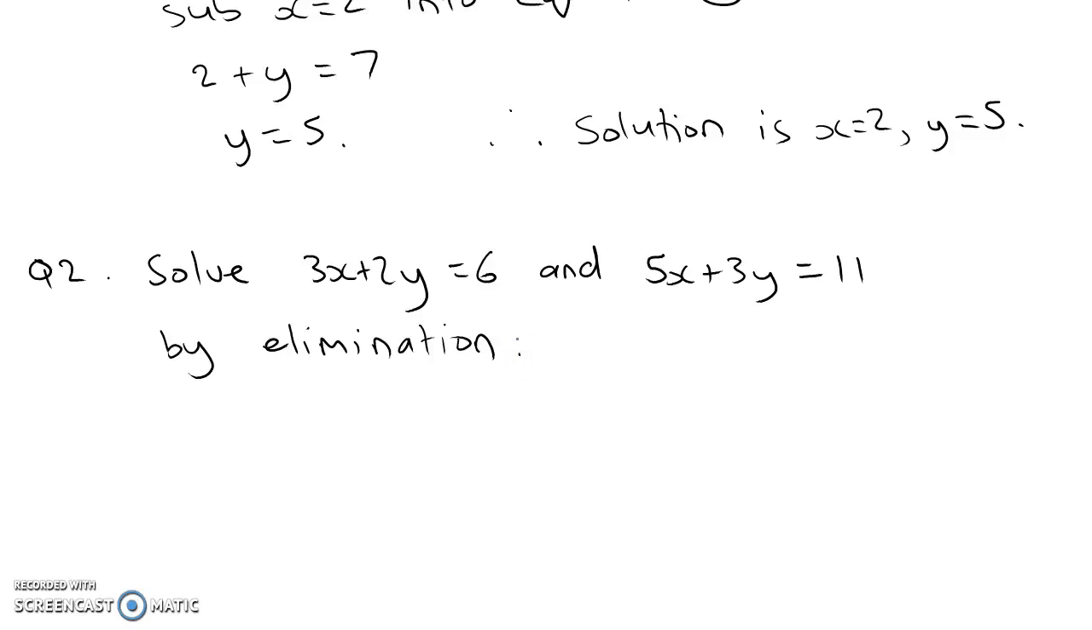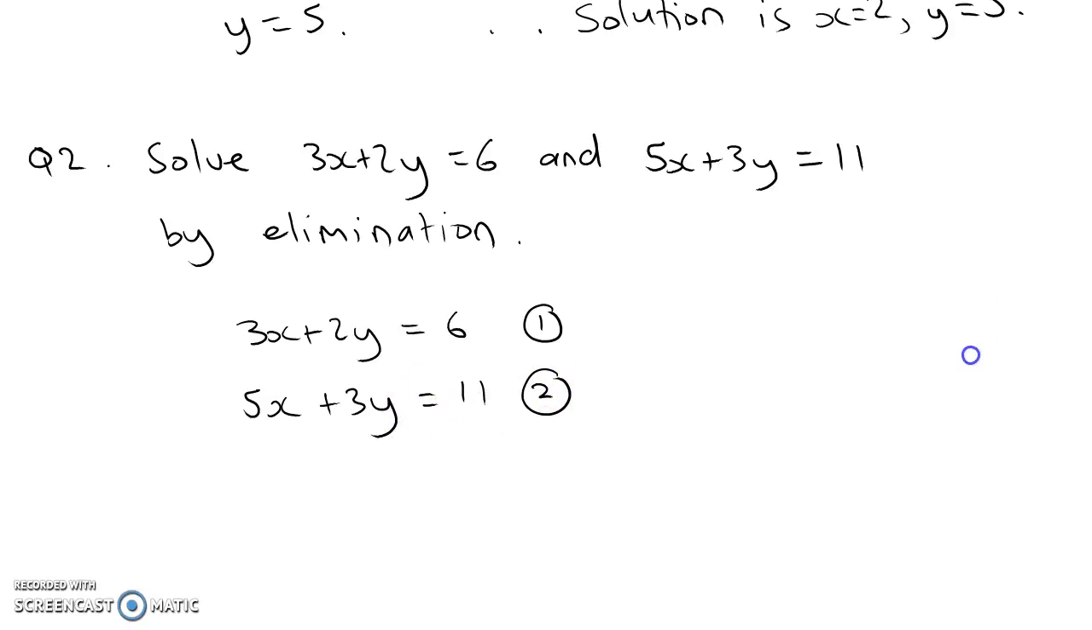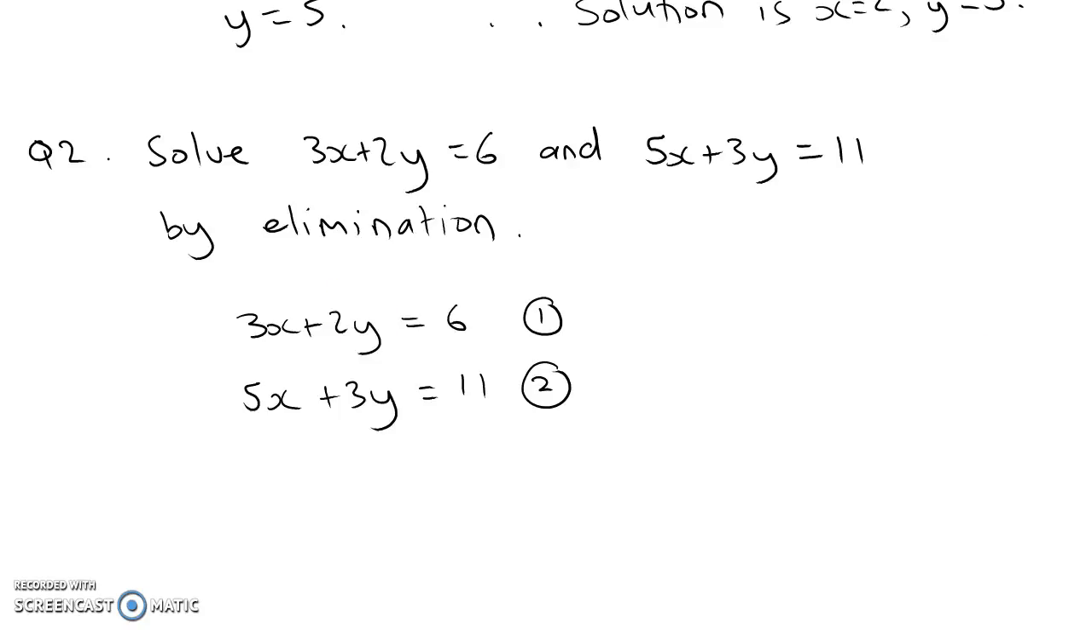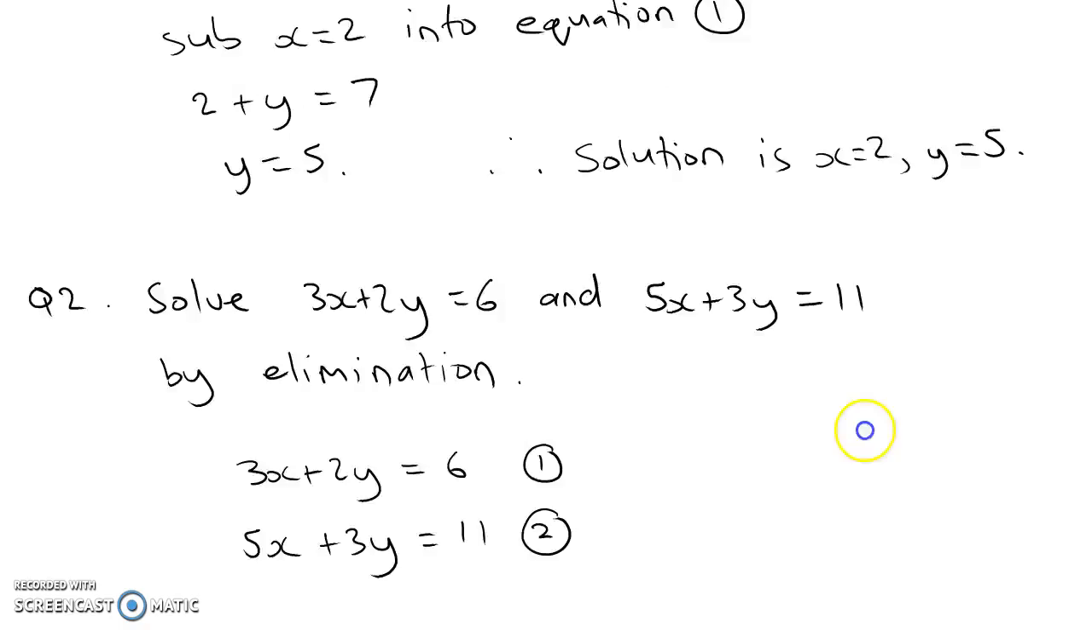So our first step again is to just rewrite both of your equations and label them just to get you started. So let's call 3x plus 2y equals 6 our first one. 5x plus 3y equals 11. We'll make that our second one. Now, notice the difference between this question and the previous one.